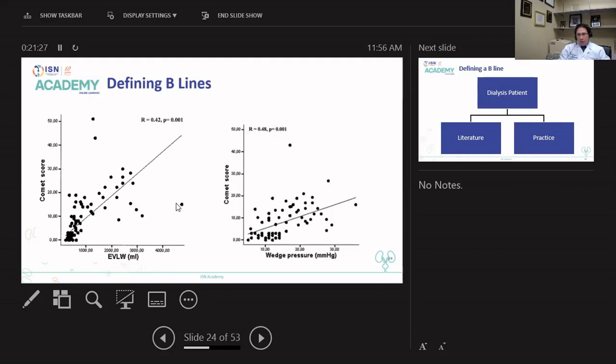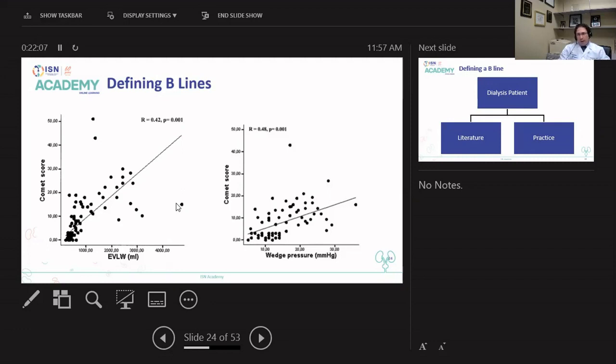In the old nomenclature, a Comet score is simply counting the number of B lines that you would see throughout the patient's lung. The number of B lines, the Comet score, now known as the B line score, is also correlated directly with extravascular lung water. And there are multiple studies that have been repeated and showed this relationship a number of times. The data that lung ultrasound and B line number correlates with extravascular lung water and wedge pressure, that data abounds.